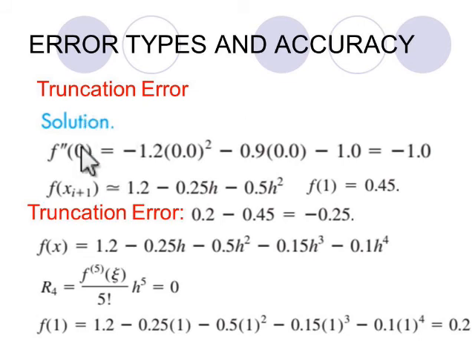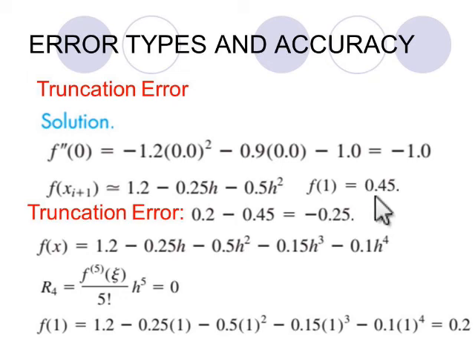Continue further. Now let's see the influence of the second order term. First I will calculate the second order derivative at point 0, and this is the actual value, it's minus 1. Then I put it into the Taylor series approximation. Even though the second derivative is minus 1, be aware that we have to divide it by 2. As a result, I have minus 0.5 here, so it is 1.2 minus 0.25h minus 0.5h to the power 2. Therefore, f of 1 is 0.45.